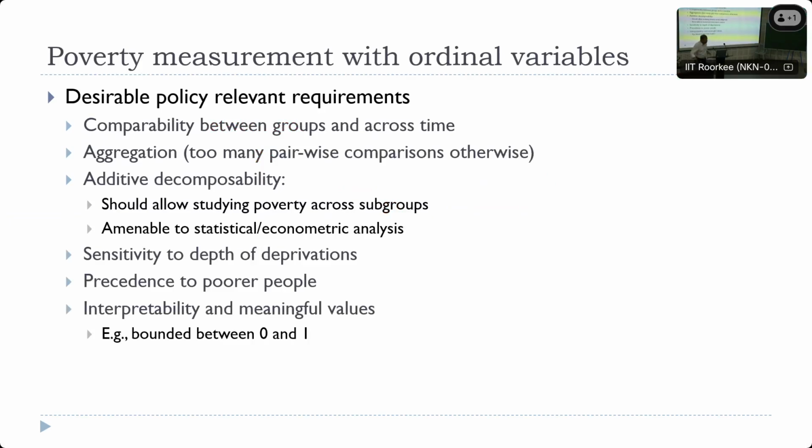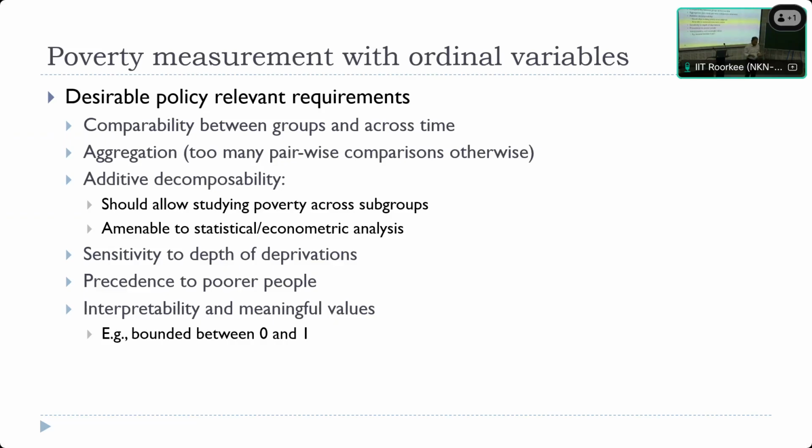Now, these are the policy-relevant requirements. Let's go through them. I keep telling you again and again since yesterday: first you need to decide what you need, then you choose a measure. You do not choose a measure and then think about what it can or cannot do. That's a bad approach. First, you decide what you need.